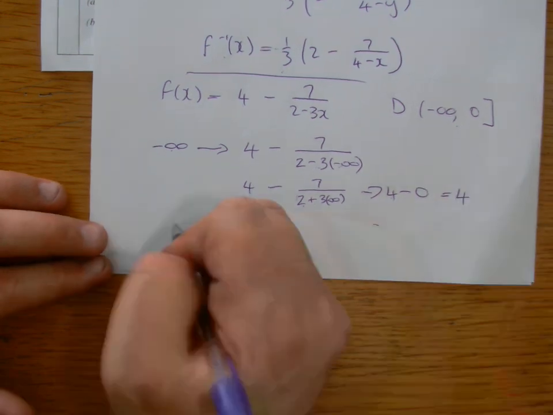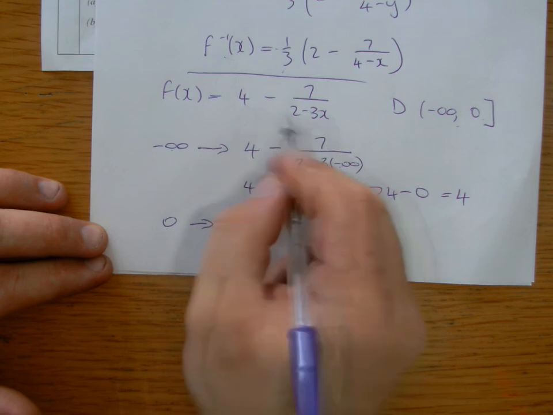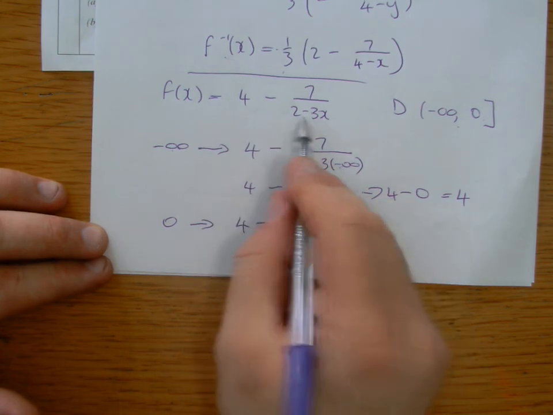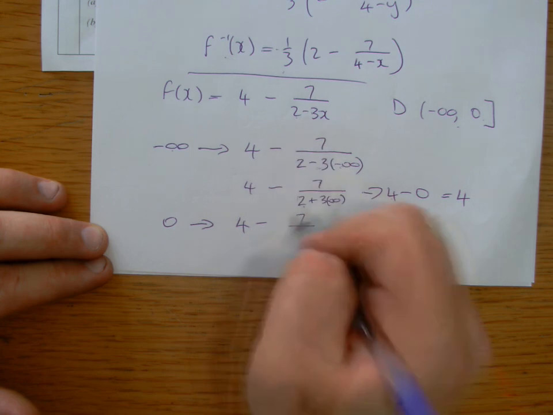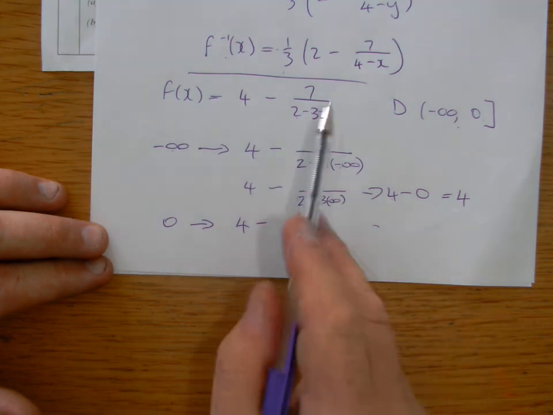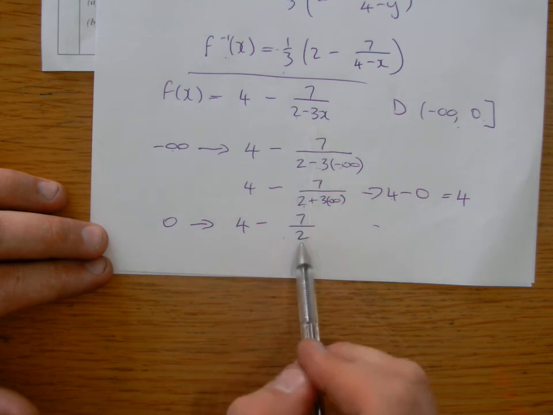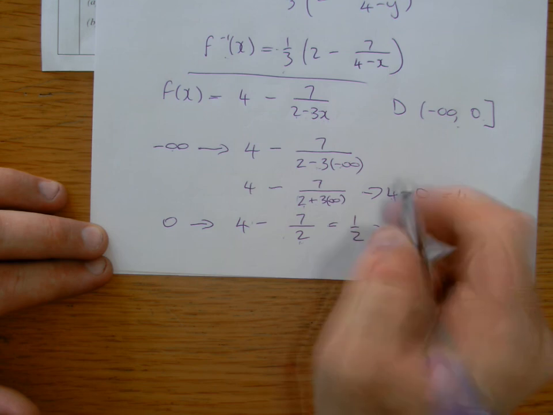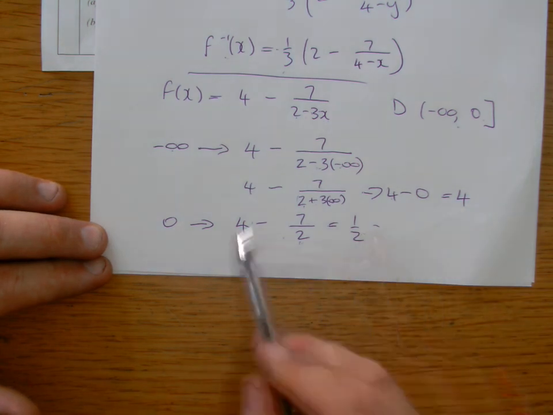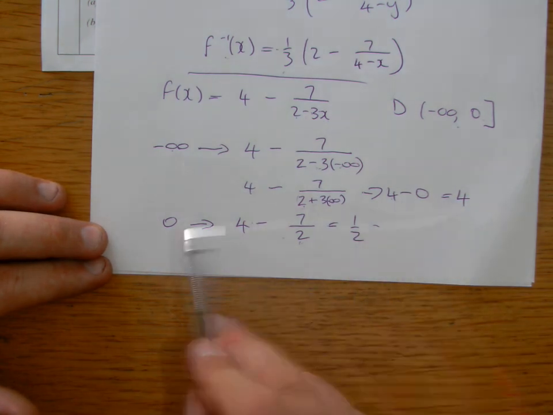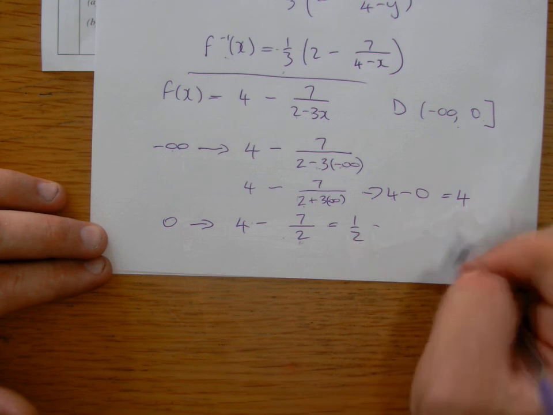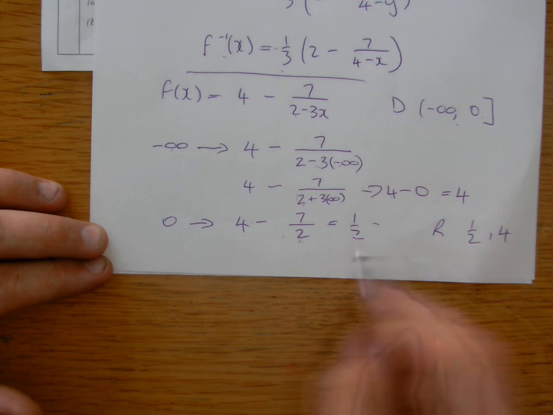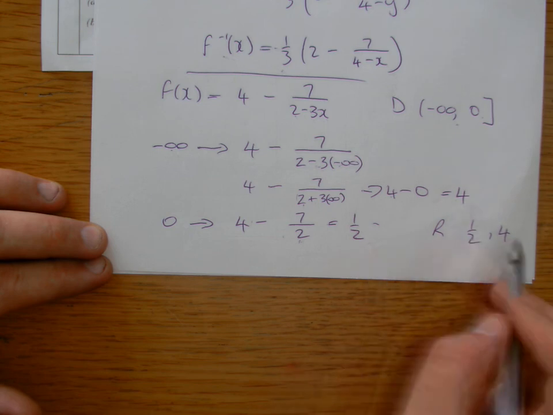Okay, when I put 0 in, so put 0 into here, that's a lot easier to work out. So you put 4 minus 7 over, well, if I put 0 in here, it'll be 2 take away 3 times 0. Okay, so 2 take away 3 times 0 is just 2. So 4 take away 7 over 2 is a half. Okay, so you could see then that minus infinity goes to 4, 0 goes to half. So the range will be half, 4. Okay, you put the lowest number first, half, and then 4.